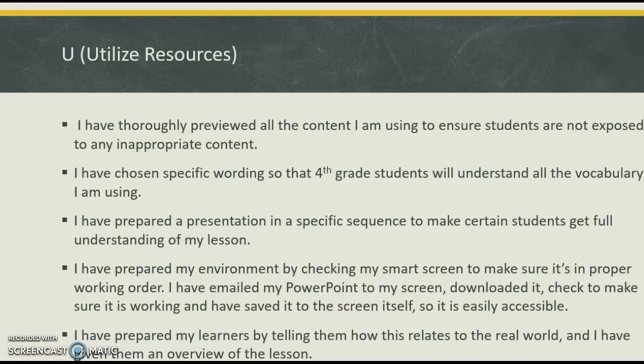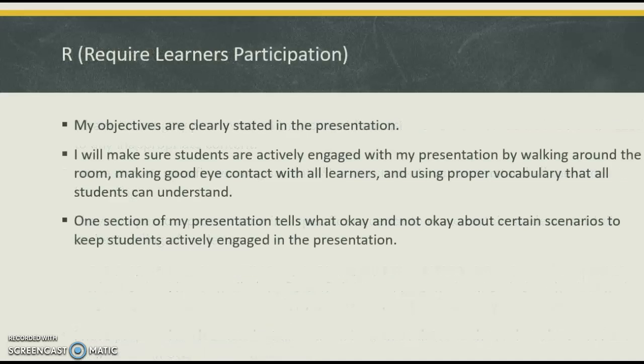I have chosen specific wording so that 4th grade students will understand all the vocabulary I'm using. I have prepared a presentation in a specific sequence to make certain students get full understanding of my lesson. I've prepared my environment by checking my smart screen to make sure it's in proper working order. I've emailed my PowerPoint to my screen, downloaded it, checked to make sure it's working, and saved it to the screen itself so that it's easily accessible. I have prepared my learners by telling them how this lesson relates to the real world and have given them an overview of the lesson.